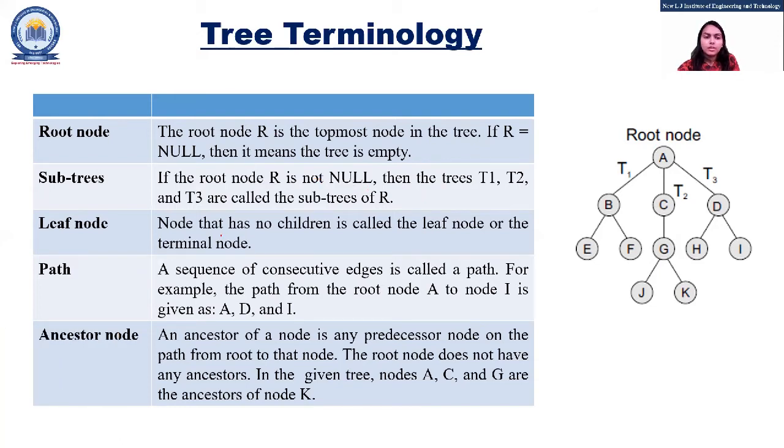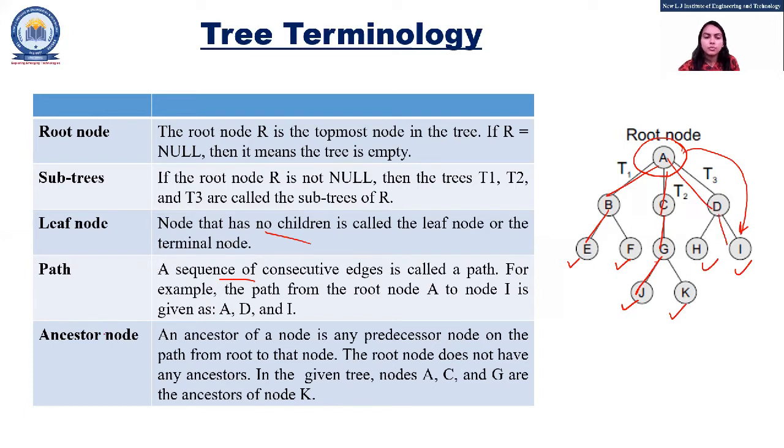What is a leaf node? A node that has no children is called a leaf node or terminal node. In this case, E, F, J, K, H and I are all leaf nodes because they do not have further nodes. That means they are terminating the tree. What is a path? It is a sequence of consecutive edges, right? For example, the path from root node A to I: this is the root node and this is the destination. So the path is the consecutive edges, that is A to D and then D to I.